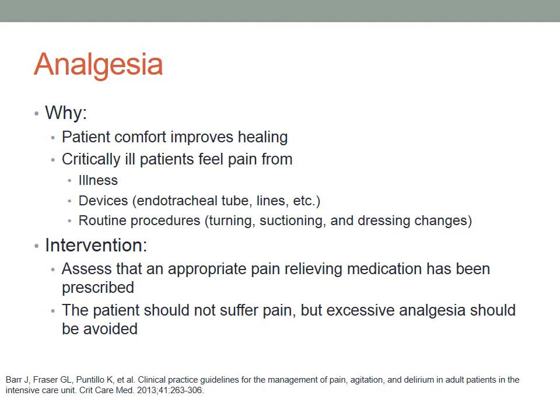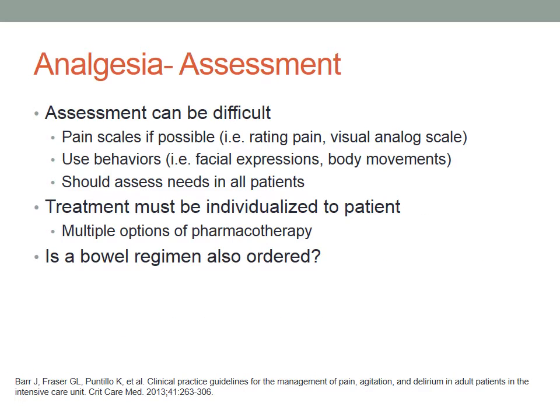Patients who have improved comfort also have improved healing. So we should assess that an appropriate pain-relieving medication has been prescribed for each patient, and we want them to avoid suffering and pain, but not have excessive analgesia as well. Assessing analgesia in the critically ill patient should assess whether their pain scores are at goal. If we are noticing consistently high pain scores, we should recommend an intervention in order to improve these.